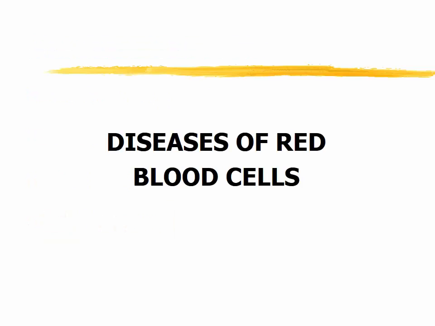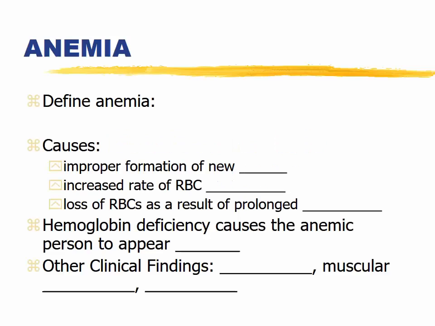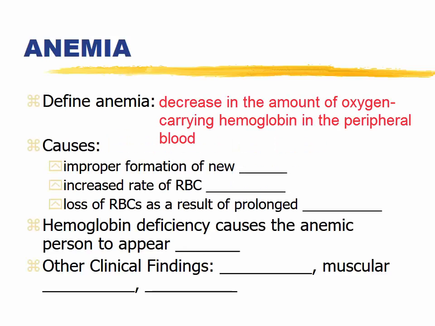Let's talk about diseases of the red blood cells. Anemia refers to a decrease in the amount of oxygen-carrying hemoglobin in the peripheral blood. This reduction can be attributed to improper formation of new red blood cells, an increased rate of red blood cell destruction, referred to as hemolysis, or a loss of red blood cells as a result of prolonged bleeding. Regardless of the cause, the hemoglobin deficiency causes the anemic person to appear pale, and that's referred to as pallor.